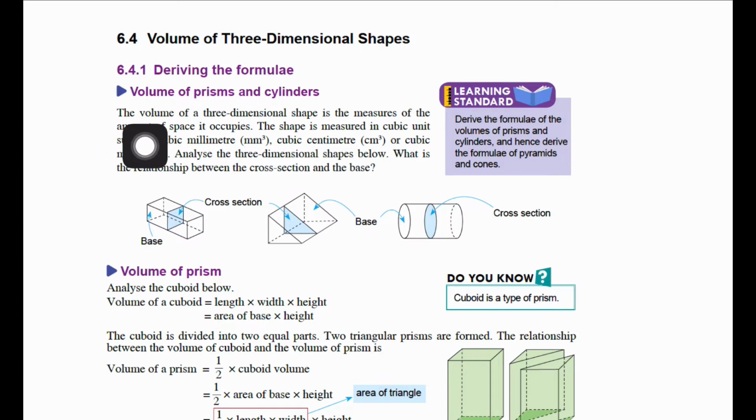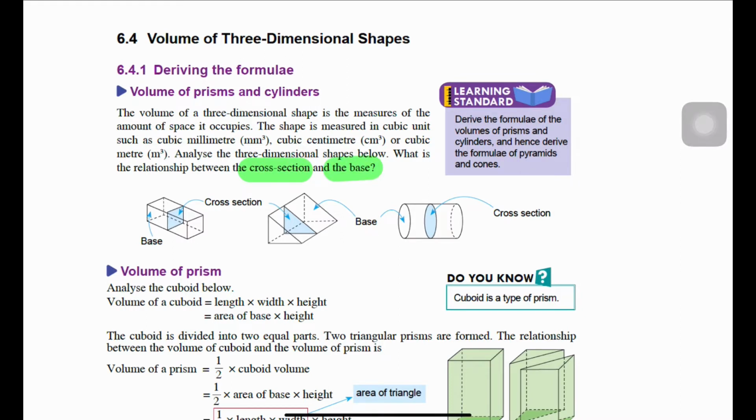The volume of a three-dimensional shape is the measure of the amount of space it occupies. The shape is measured in cubic units such as cubic millimeter, mm cube, cubic centimeter, cm cube, or cubic meter, m cube. Analyze the three-dimensional shapes below. What is the relationship between the cross-section and the base? So the keywords here are cross-section and the base.